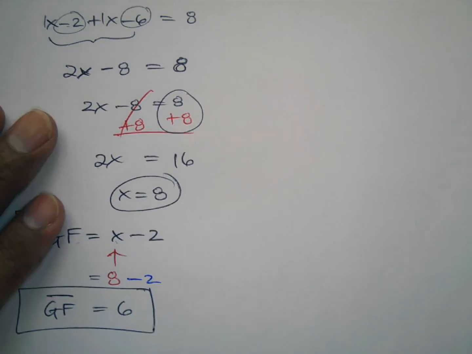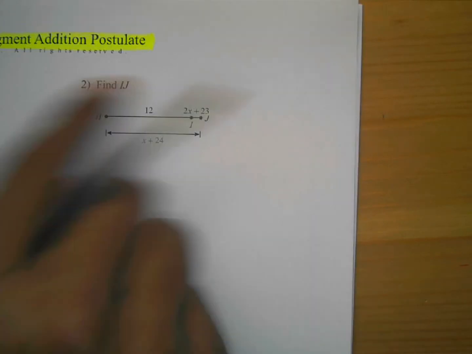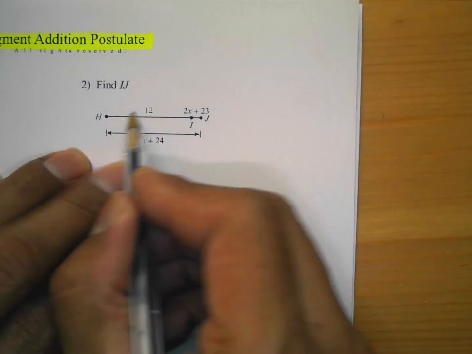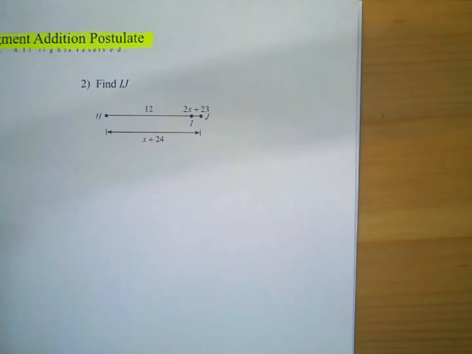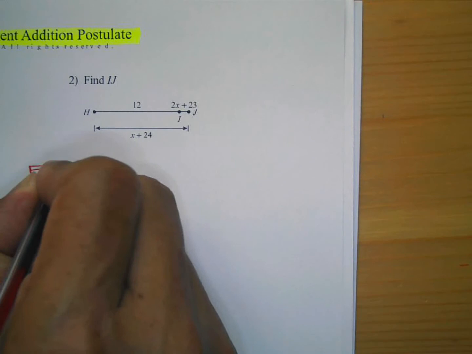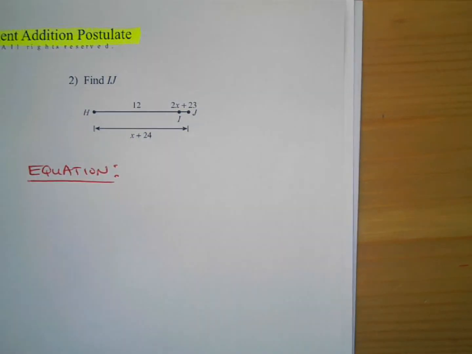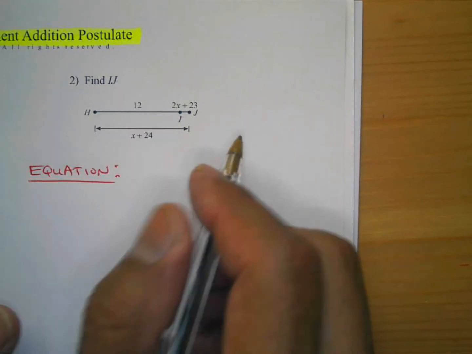All right, one more real quick. Similar. Don't let all this craziness confuse you. You just look at the segment there and write the equation for the segment addition postulate. Always communicate your geometry, your understanding before doing the math.